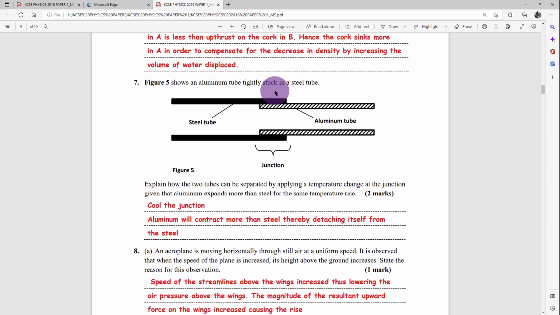You could pour some cold water on the junction, for example, ice cold water. Whatever you do, we are trying to cool the junction. Why? Aluminium will contract more than steel, thereby detaching itself from the steel and therefore loosening that joint. You see, if aluminium expands more than steel when heated, if cooled, it will contract more than steel.